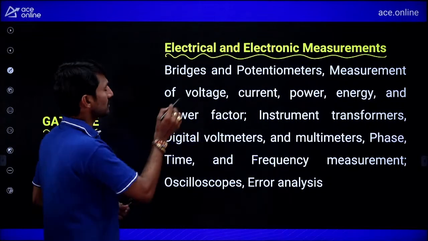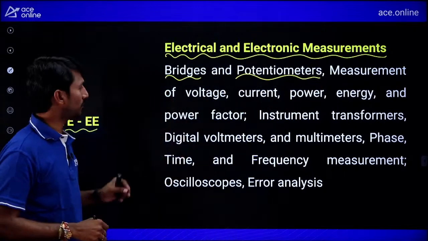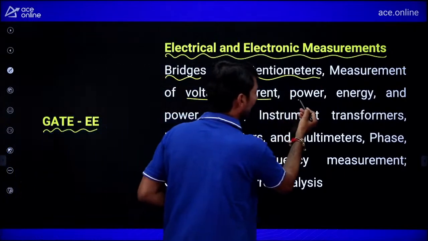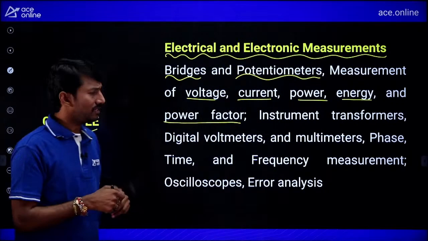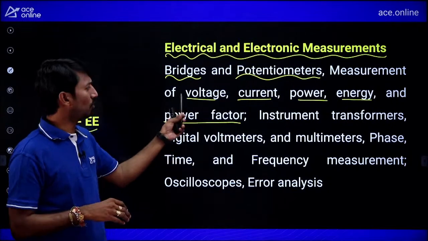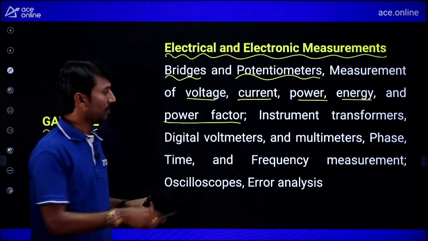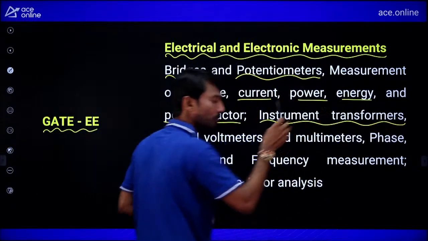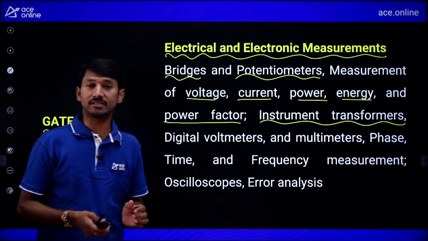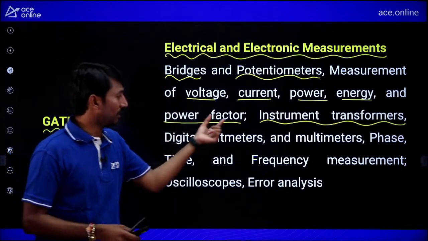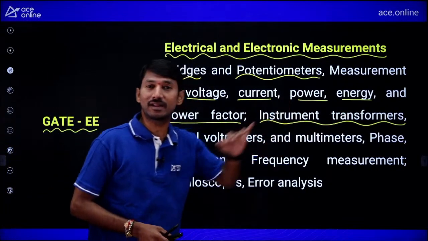Okay, right. Now, sir, in this they have given bridges, potentiometers at the time of starting, and measurement of voltage, current, power, energy, and power factor. Means in this we are going to measure all electrical parameters. Instrument transformers also play a role in terms of concept. Whatever transformer you study in machines is for power transferring, but here we are going to measure the corresponding parameters.